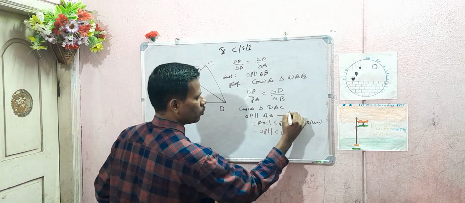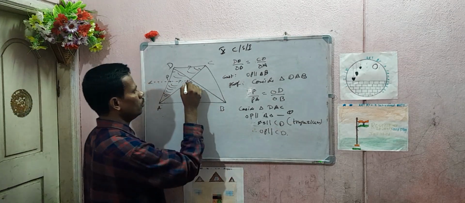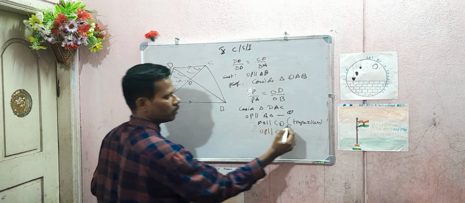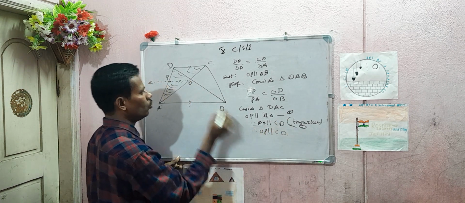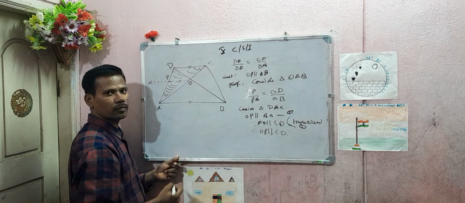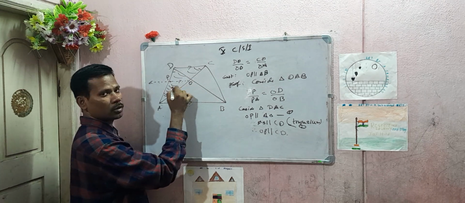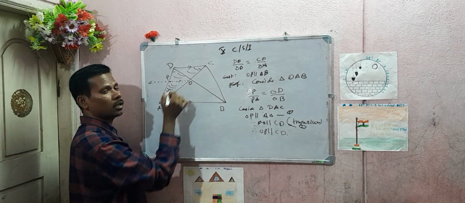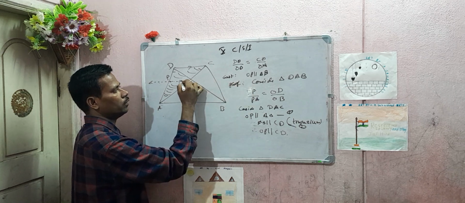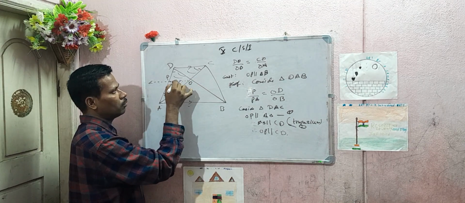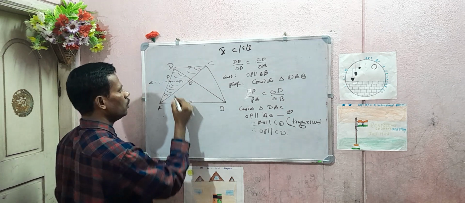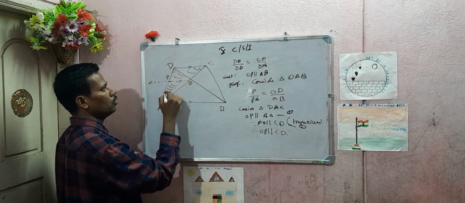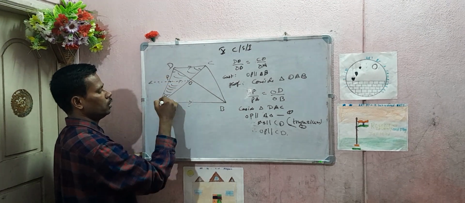Therefore, mark this as 1. OP is parallel to AB. AB is parallel to CD. Clubbing 1 and 2, OP is parallel to CD. Now use the basic proportionality theorem. We have proved that this line is parallel to this. Earlier in construction we wrote this line is parallel to this, but now by these properties, use the basic proportionality theorem for this triangle.